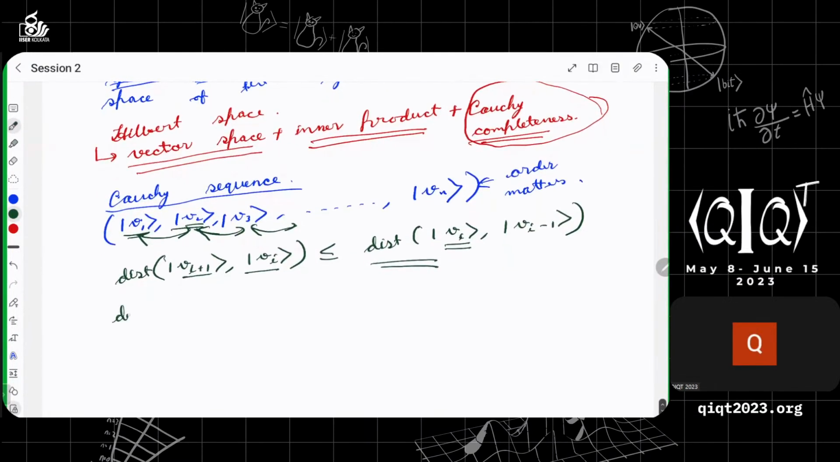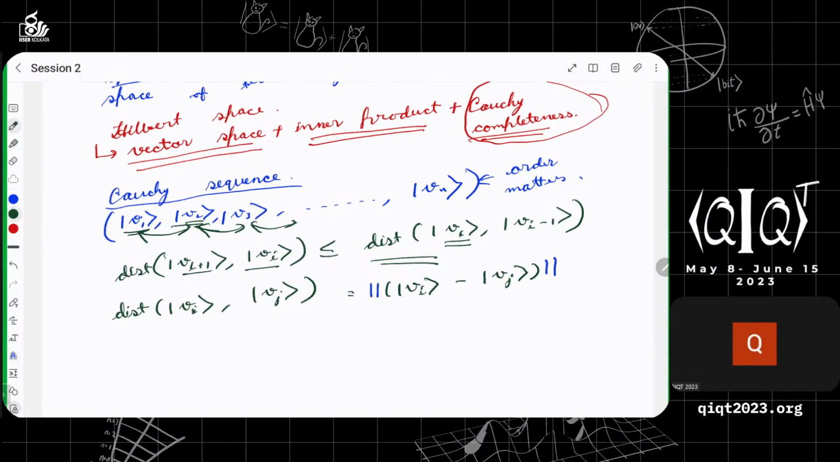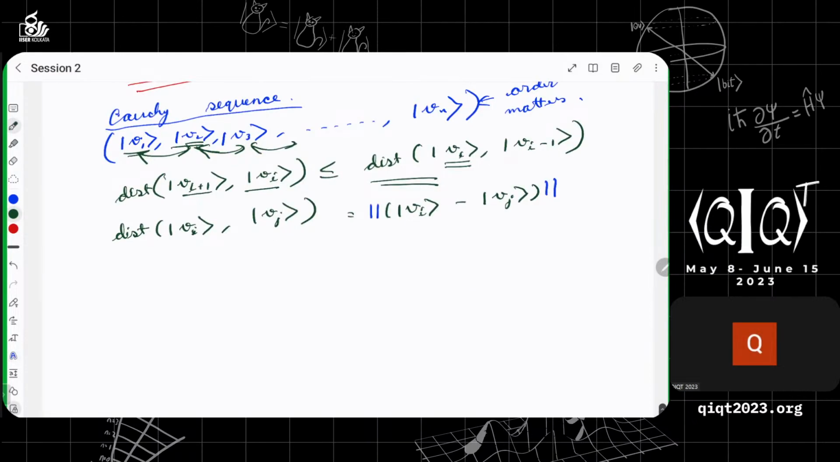Now, how do we describe distance in a vector space? So the distance between, say, some Vi and Vj, we do it just with the help of the norm. So the norm of Vi ket minus Vj ket. Maybe I'll do it in a different color, the norm, so that it's clear. Yeah, so that's how we would describe the distance between two vectors in the vector space.